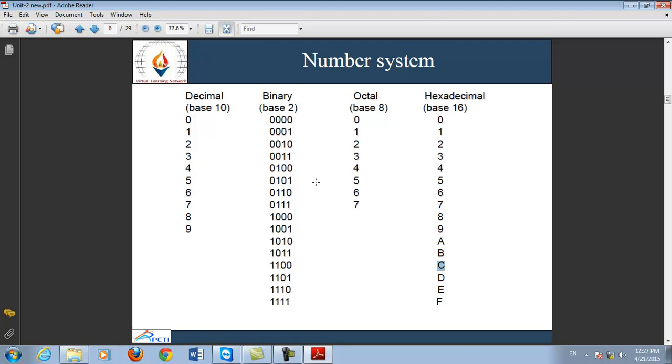But how can you find out the binary numbers? The binary numbers can be found out by the conversion process. Conversion process means there is a process to convert one number to any other number system. But the simplest method in this table to find out the binary number is that the 0 decimal number, 0 octal, 0 hexadecimal is represented in binary by 4 zeros, that is 4-bit 0. In this table, I used the 4-bit representation for the binary number.